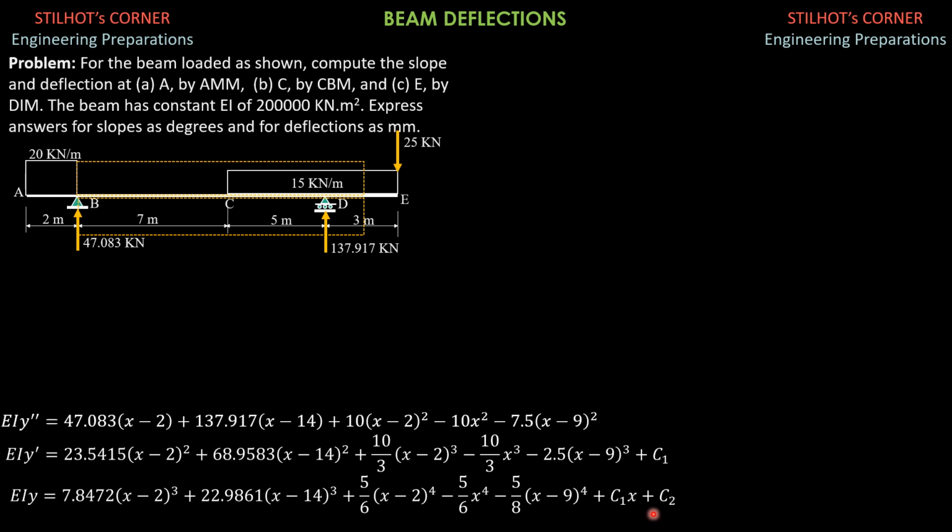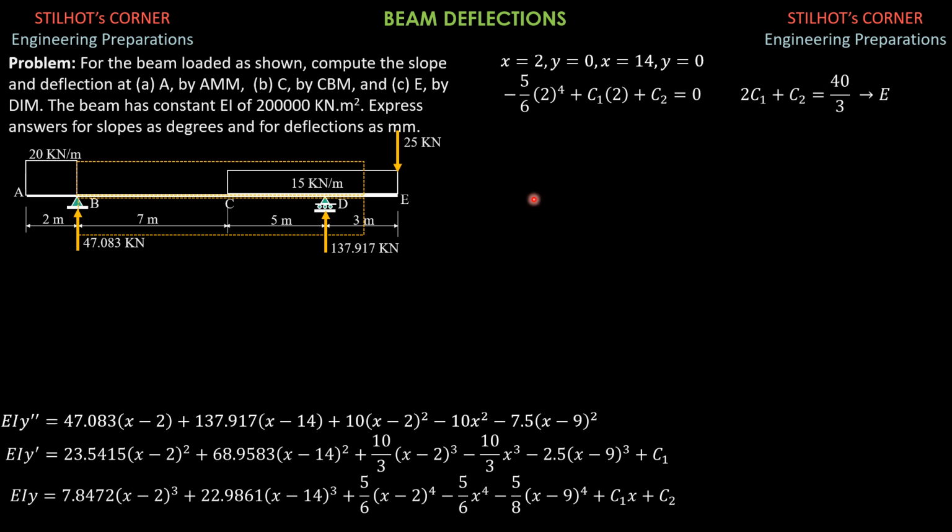Let's now enforce the boundary conditions. When x is 2 and when x is 14, y is 0. So first at 2, 0 equals negative 5 over 6 times 2 to the fourth plus c sub 1 times 2 plus c sub 2. So setting up the equation, 2 c sub 1 plus c sub 2 equals 40 over 3, call that equation 1.